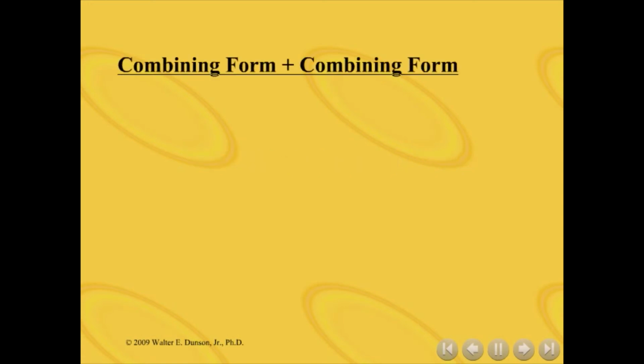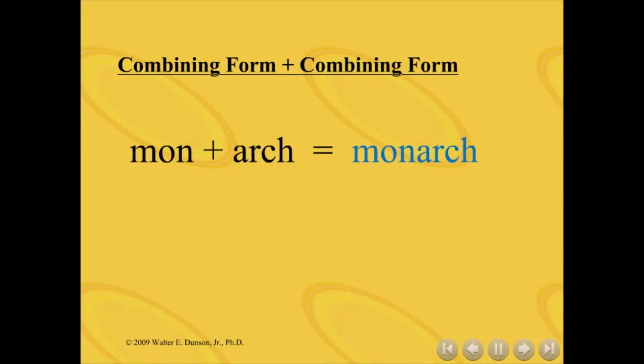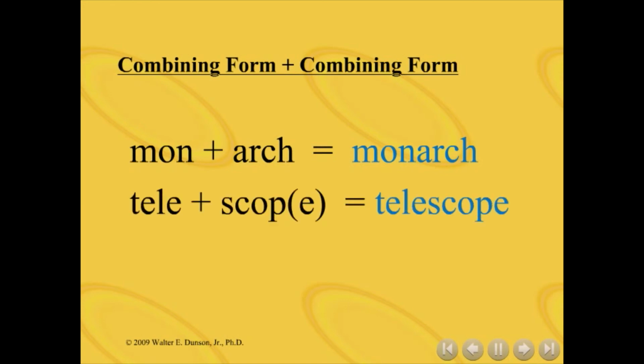As an example of combining form plus combining form, we have mon, which means one, arc, which means ruler. Combine them, we get monarch, which is a solitary ruler. We have tele, which means distant, scope, which means to see. Combine them, we get telescope. A telescope allows us to see things that are at a distance.